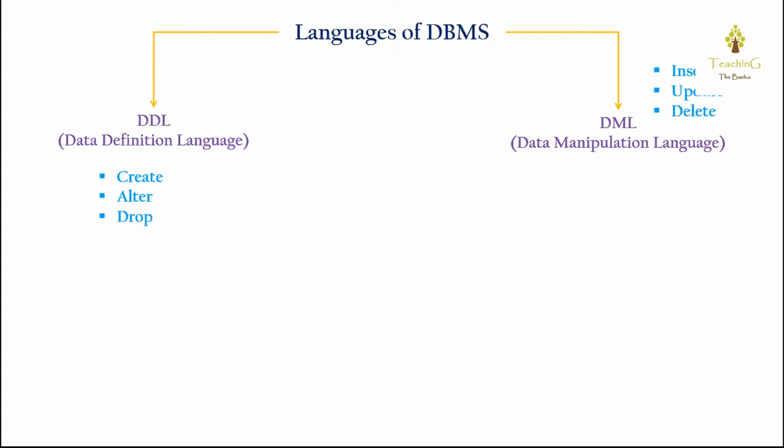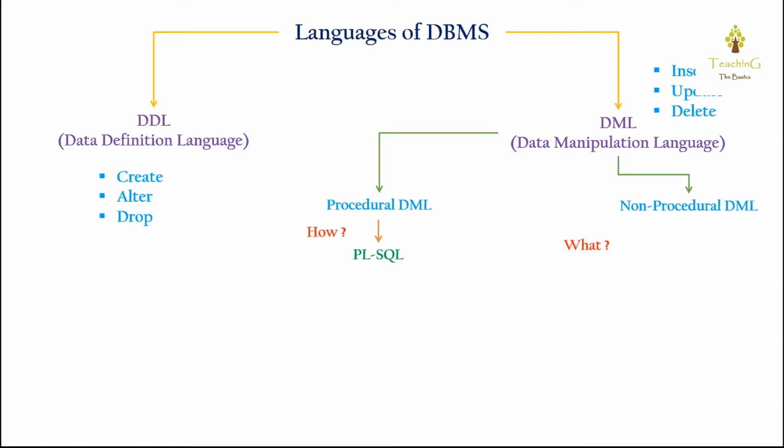Now this DML is further subdivided into two basic components: the first one is procedural DML and the second one is non-procedural DML. Procedural DML deals with how the data is fetched, and non-procedural DML deals with what data is to be fetched. An example of procedural DML is PL/SQL.